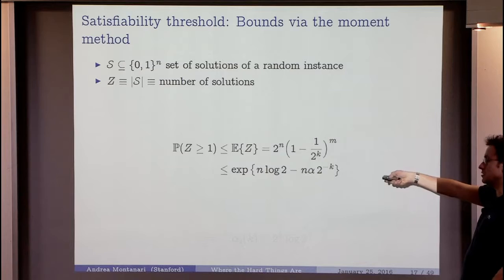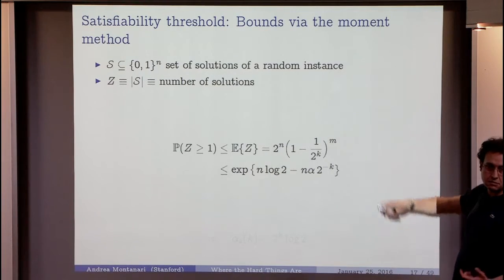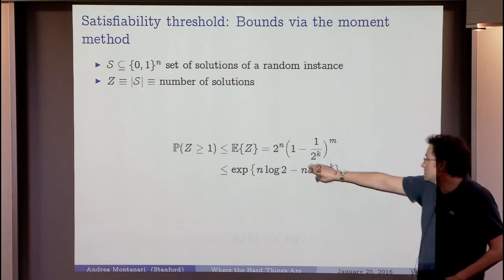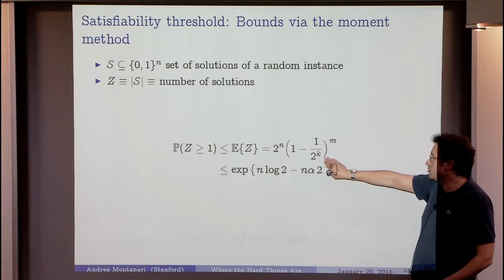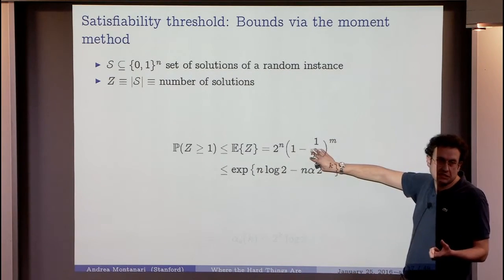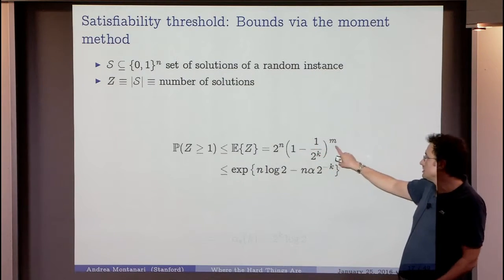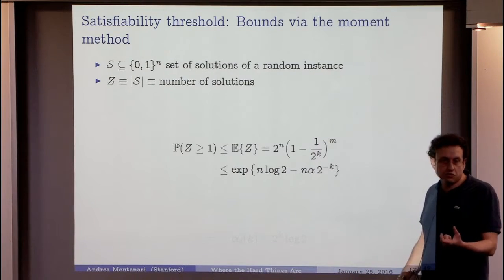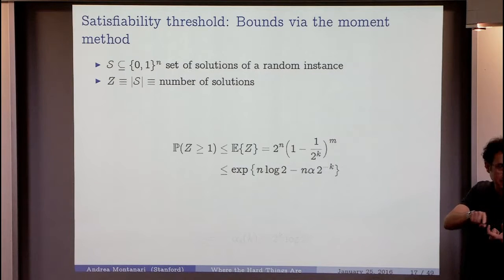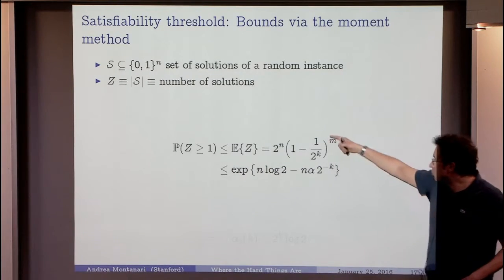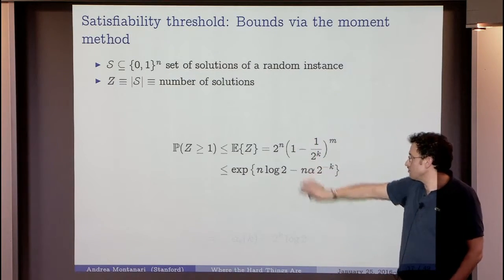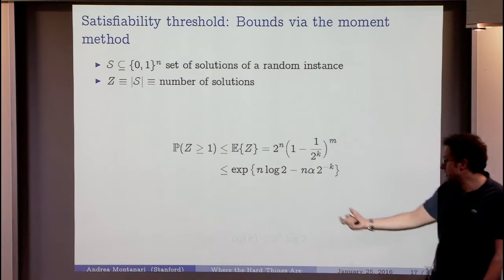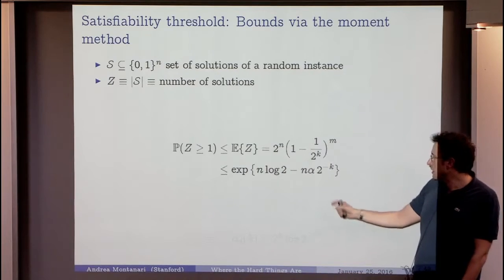Now what is the expectation of Z? It is the number of possible 0, 1 assignments times the probability that any such vector is a solution. This is the probability that each clause is satisfied. Since clauses are independent, it's the probability that one clause is satisfied raised to the power m. What is the probability that a clause of random k-SAT is satisfied? The only way you don't satisfy it is that you forbid every single assignment of every single literal, so 1 over 2 to the k is the probability that it is not satisfied, and one minus that is the probability that it is satisfied. Now you expand this and you get n log 2 minus n alpha log 2, and you notice that there is an n in front, so this probability goes to 0 as soon as this term beats this term.